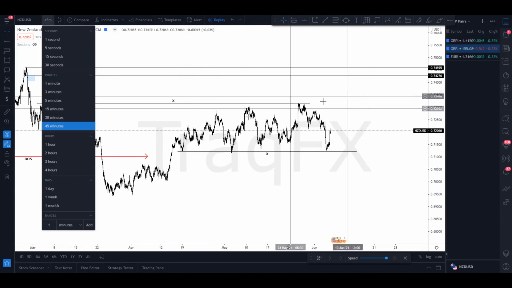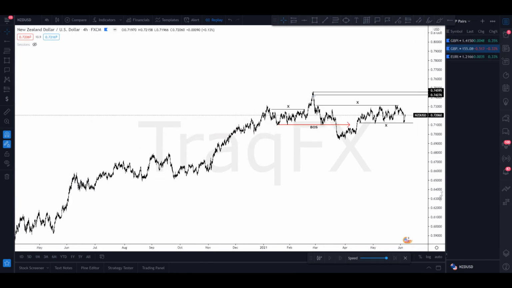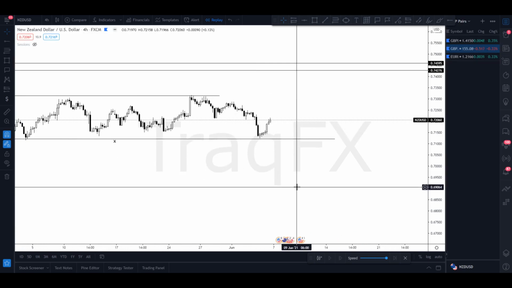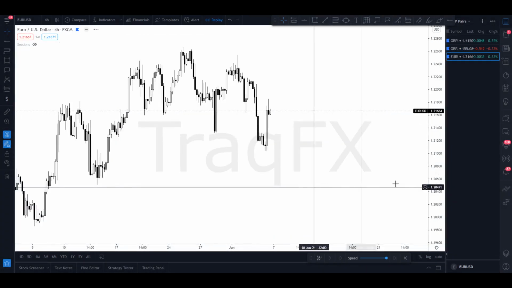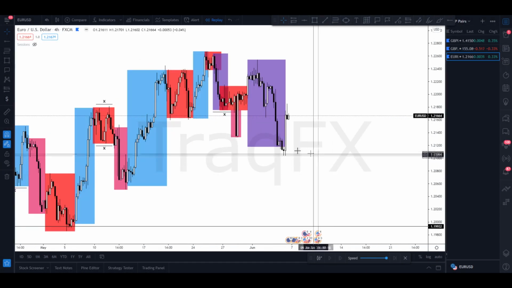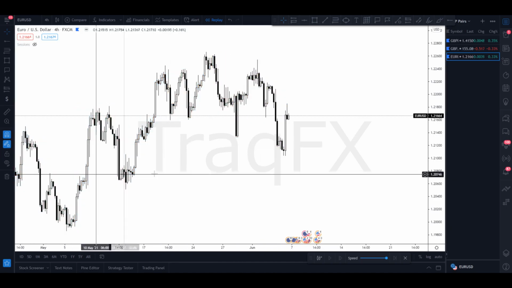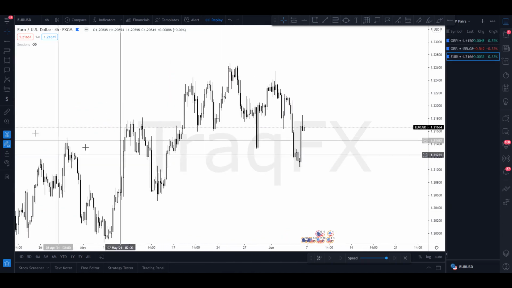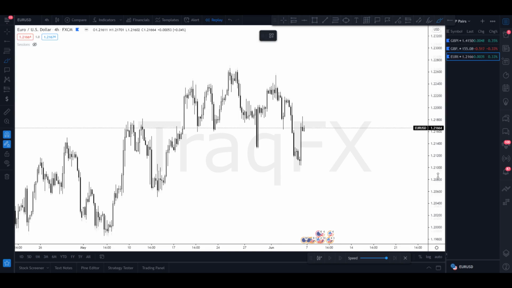Now let's go back to the 4-hour and let me show you an example of how I use imbalance for a really nice entry. Go to EUR/USD. So EUR/USD wise, let me delete all this. Structure wise, we're pretty bullish, right? I took this trade yesterday.